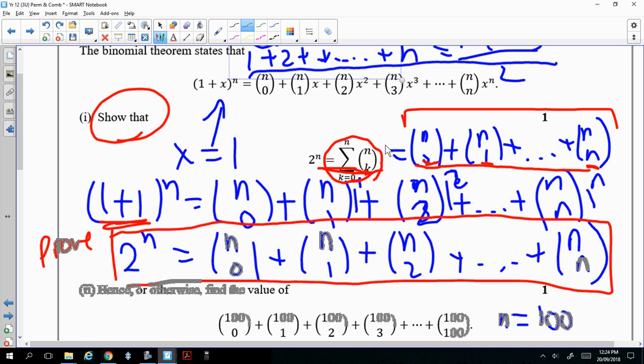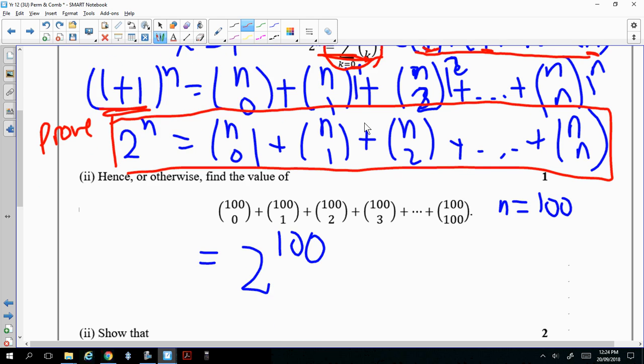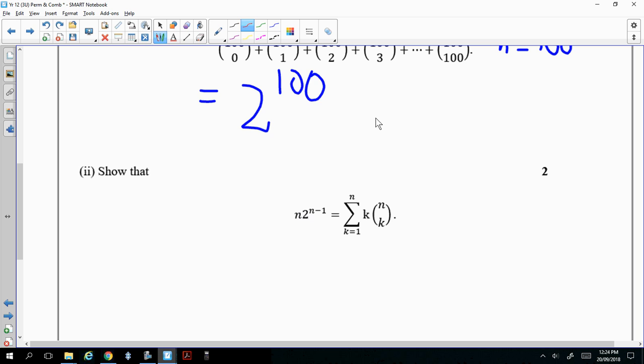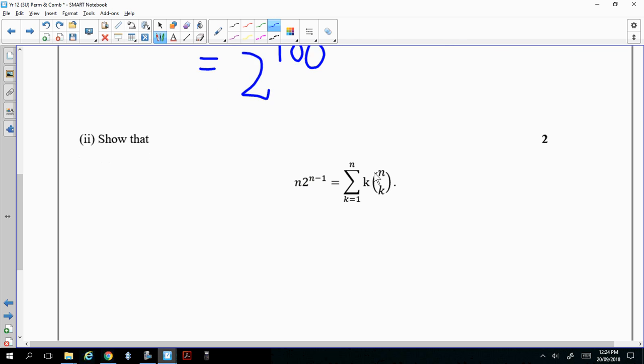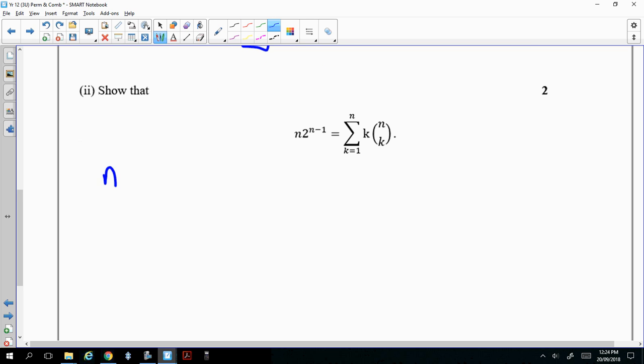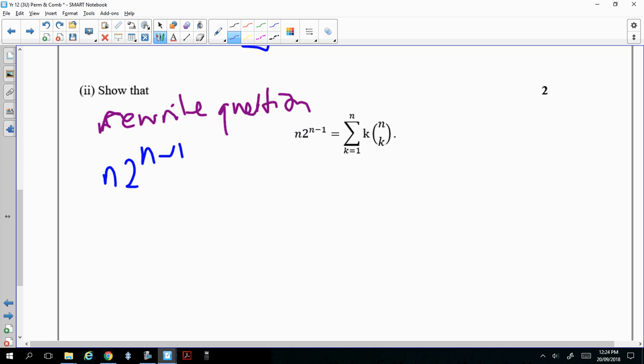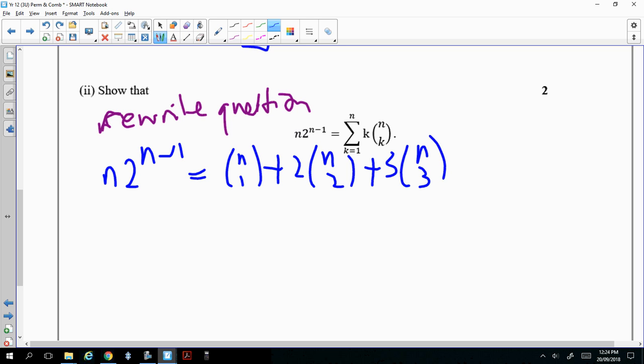All right, next question again. They want to prove it. So again, they didn't write it in the full way, so you have to do some work. Just rewrite the question. Your first step is to rewrite the question, put 1 there, you get n1, 2 n2, 3 n3, all the way to n n n, like that. So rewrite the question and hopefully remember how it works.